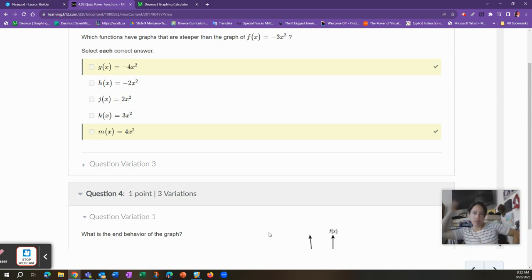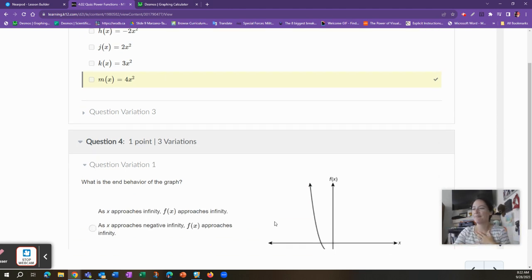For these graphs, think of them as dancing, and I'll show you in a second how to make them dance. They are going to go in opposite directions if it's an odd degree, an odd exponent. The end behavior, they're not going to be both going the same way. They're going to be going opposite, like the Egyptian dance, right? Okay.